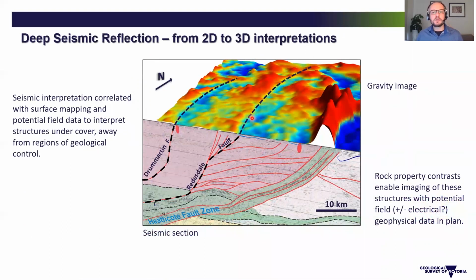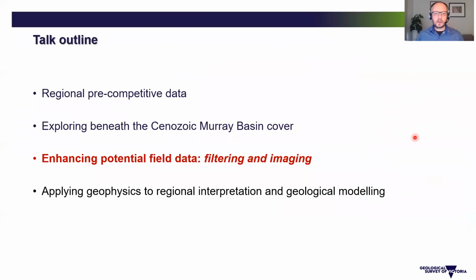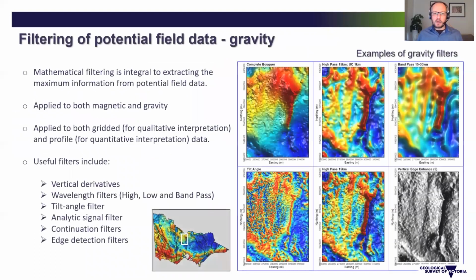And so we can trace those faults to the north under cover where we wouldn't be able to map them directly. So we have our potential field data sets, our standard data sets, and we can apply a whole bunch of different filters and enhancement techniques to those data to bring out some of the subtle features and some of the different sources of the response that we see.